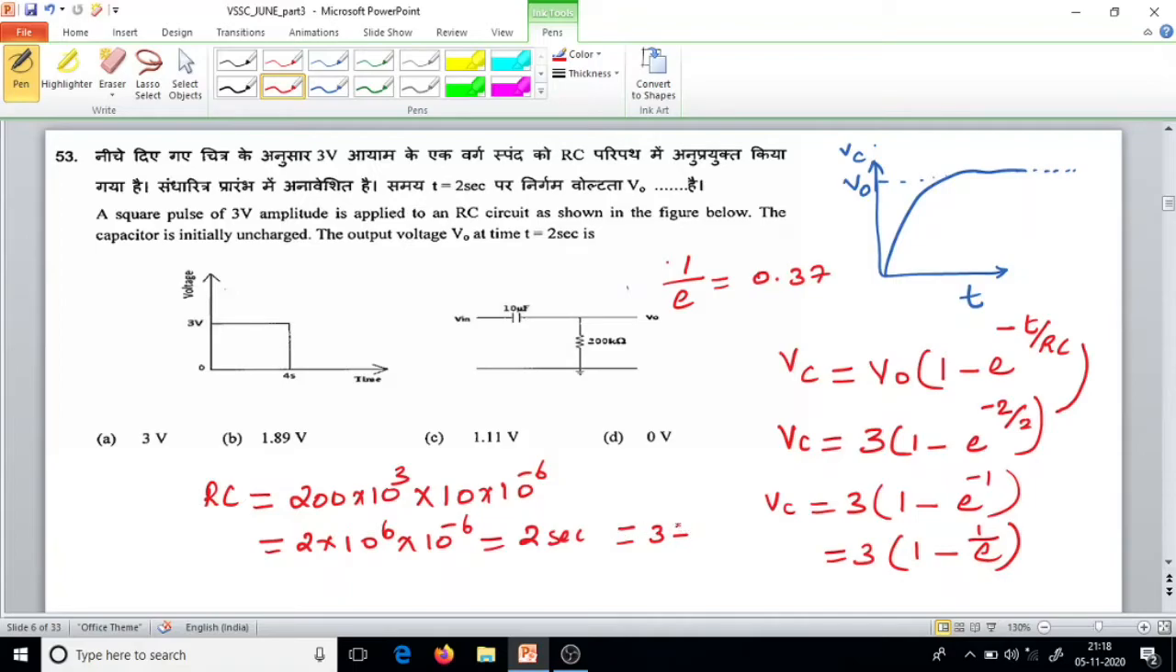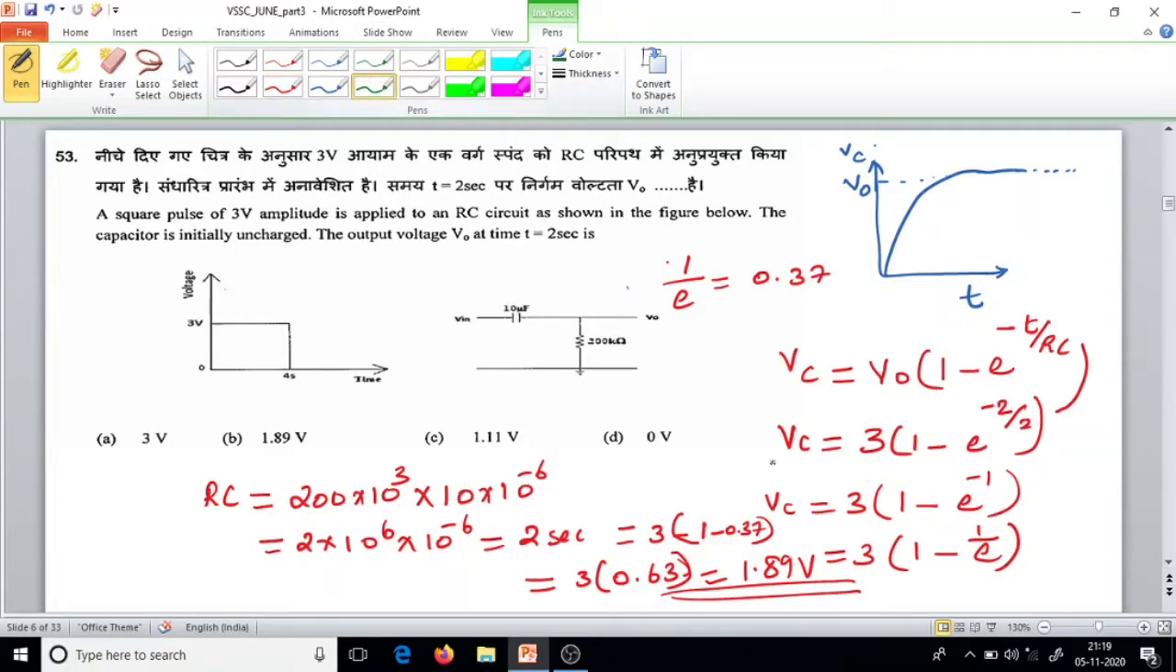Okay, so 3 multiplied by 1 minus 0.37, which comes to 3 multiplied by 0.63, which equals 1.89. So 1.89 is the answer for this question.